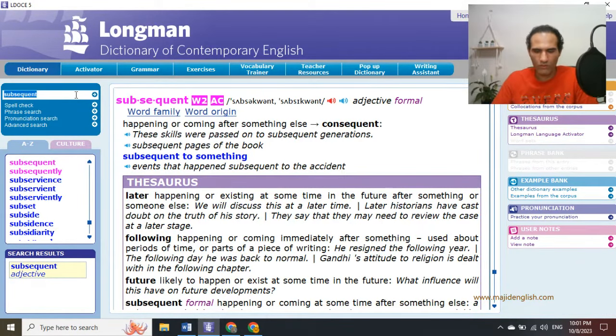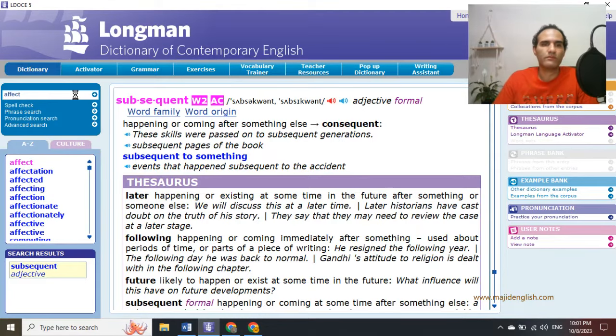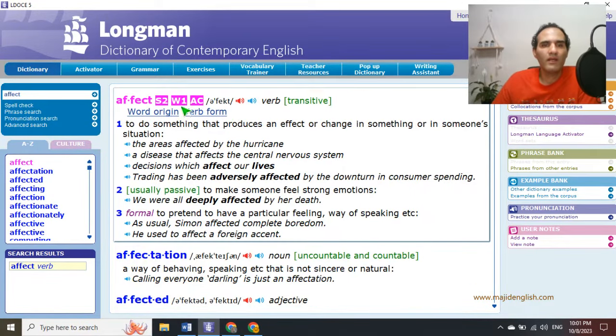So I will go for affect as a verb. You see that the stress is on the second syllable and it's pronounced affect. And the British? Affect. For example, decisions which affect our lives. Okay, this is the verb. Stress on the second syllable. Have it in your mind.